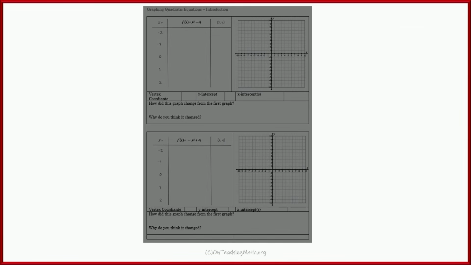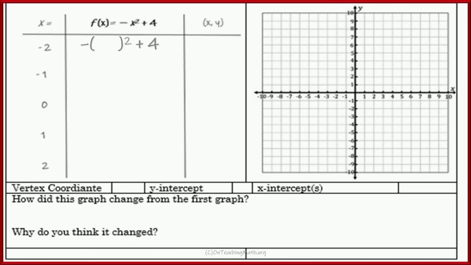All right, let's dive into the next one: negative x squared plus 4. Just like before, write your equation, put parentheses. In place of the parentheses, write the input. Then follow the order of operations. Now, you do have to be careful.